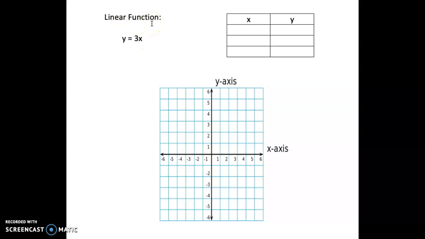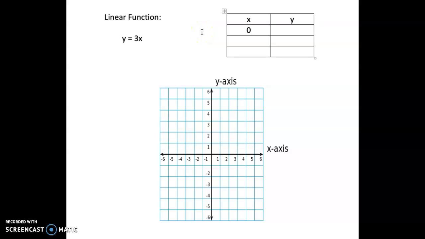And we're going to take that linear function, find some points from that linear function, fill it into our table, and then take our data from our table and turn it into ordered pairs, which we will plot on our coordinate grid down below. So the linear function we have today is y equals 3x. So first of all, we have to think, how are we going to fill in this table? Well, to do that, we're going to pick any x value we want.